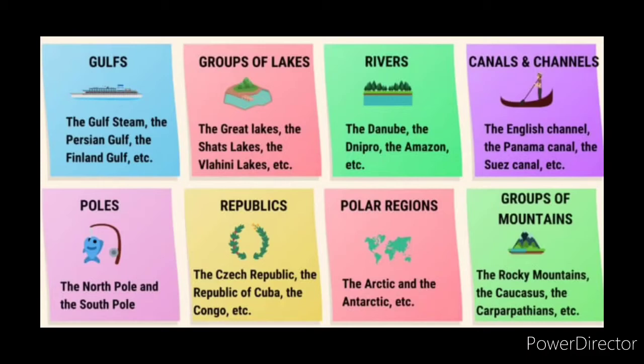Then republics, like the Republic of Cuba, the Republic of Congo, the Congo, etc. So these are all the republics where in front of the republics we need to use the definite article "the." Then polar regions and oceans, like the Arctic, the Antarctic, the Atlantic Ocean, the Arctic Ocean, the Bay of Bengal, the Indian Ocean. For polar regions and the oceans we need to use the definite article "the."